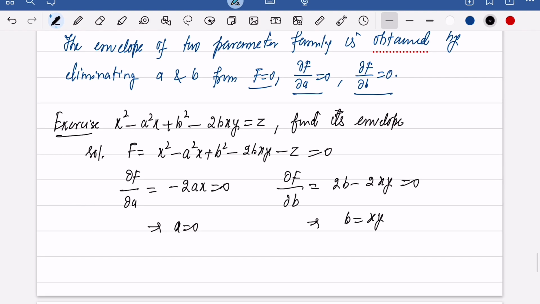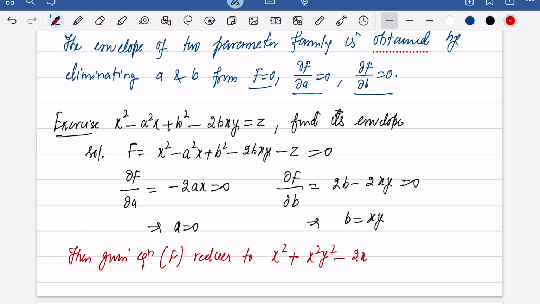Now using these two values in the given equation, or we can call it f, reduces to, now as a is equal to 0, so we get x square minus a square x, that is 0, plus x square y square minus 2 x square y square is equal to z, which gives x square into 1 minus y square is equal to z, is the required envelope. Similarly, we can find the envelope of a one parameter family of surfaces.